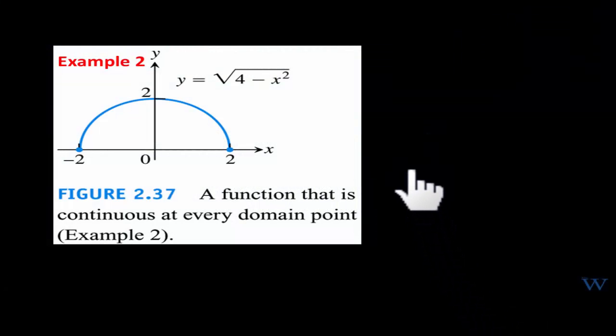Continuing in our discussion of section 2.5. Here is an example of a function which is the square root of 4 minus x squared, and this is a semicircle, and you've seen this 100 times, so you're very familiar with this function. Okay, and we know that the domain is from -2 to 2.